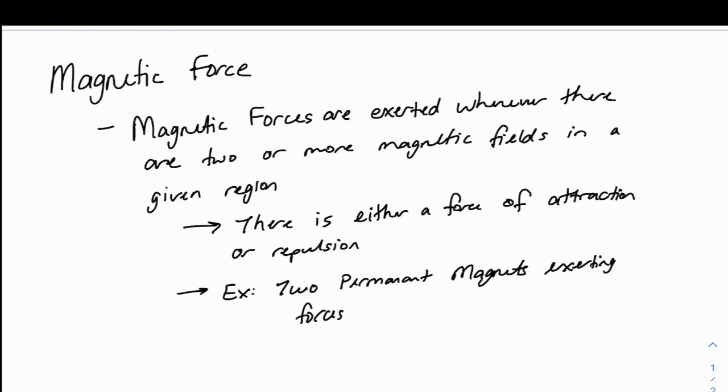You could also have a permanent magnet and a moving charge. So remember that whenever you have a moving charge, that is innately where magnetism comes from. So a moving charged particle in and of itself has a magnetic field. And if you take that moving charge and put it in another magnetic field, then there'll be some forces exerted. Or you can have two moving charges that can exert a force on each other.